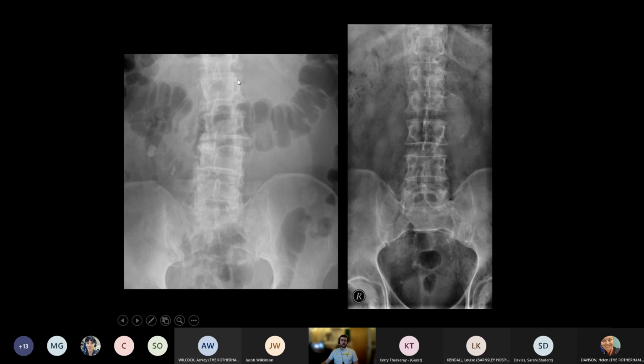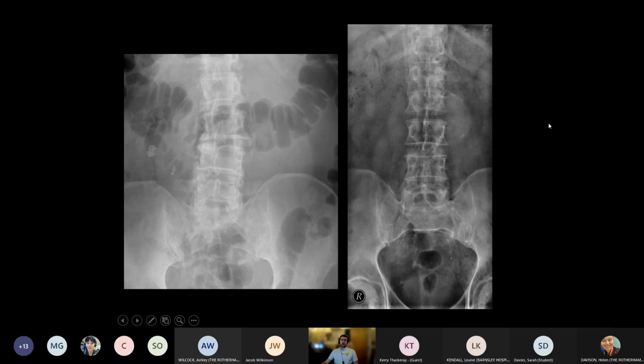This one's more difficult, but if you look, we've got this faint mass-like thing coming round here. So this is a massive aneurysm. Again, this patient's going to have some kind of stent procedure or something, because that's got to be at the verge of rupturing, you would think.